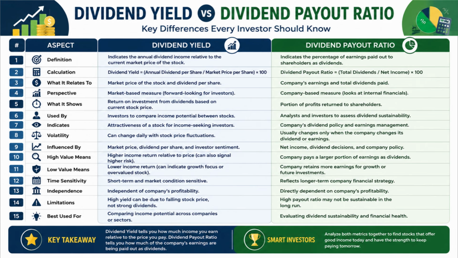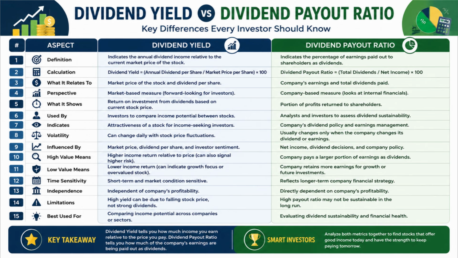Number 6. Dividend yield is commonly used by income-seeking investors to compare stocks, whereas dividend payout ratio is used by analysts and investors to evaluate dividend sustainability. Number 7. Dividend yield indicates the attractiveness of a stock for dividend income, whereas dividend payout ratio indicates the company's dividend policy and earnings distribution strategy.